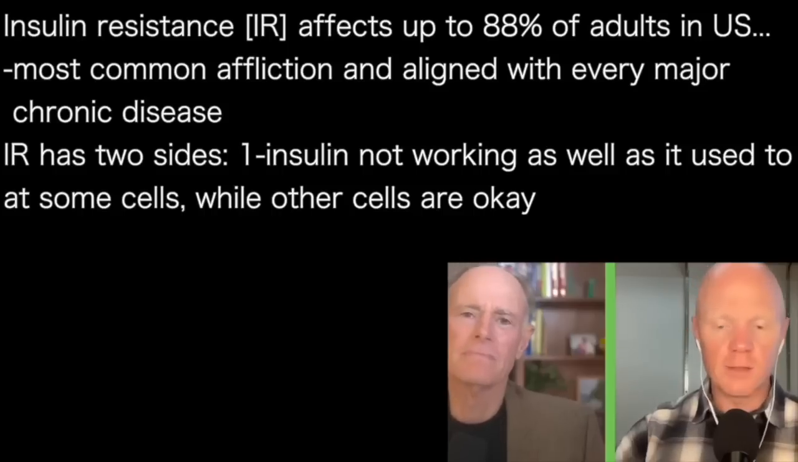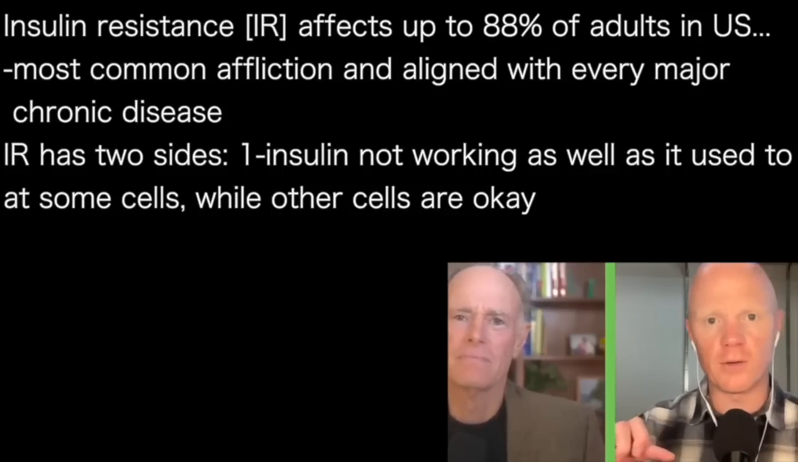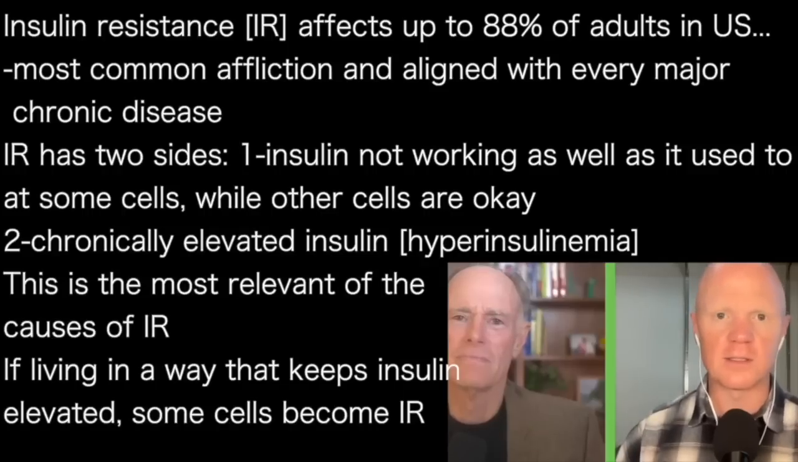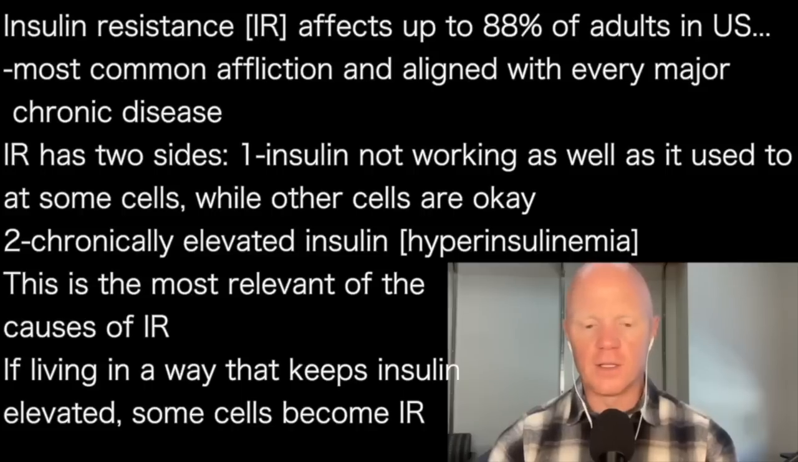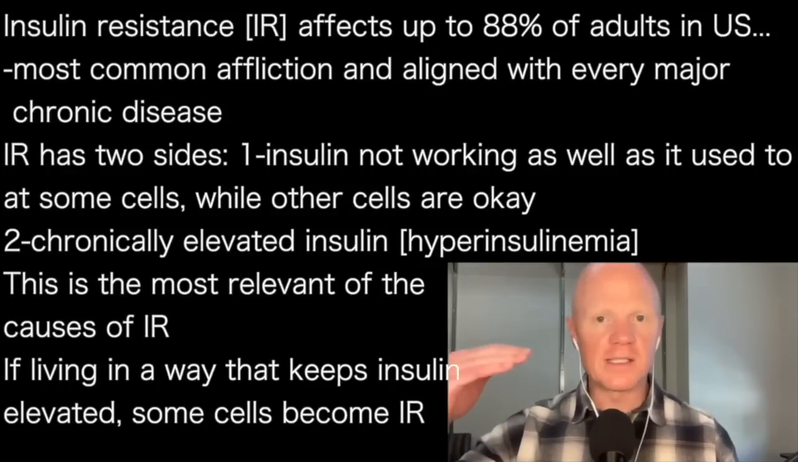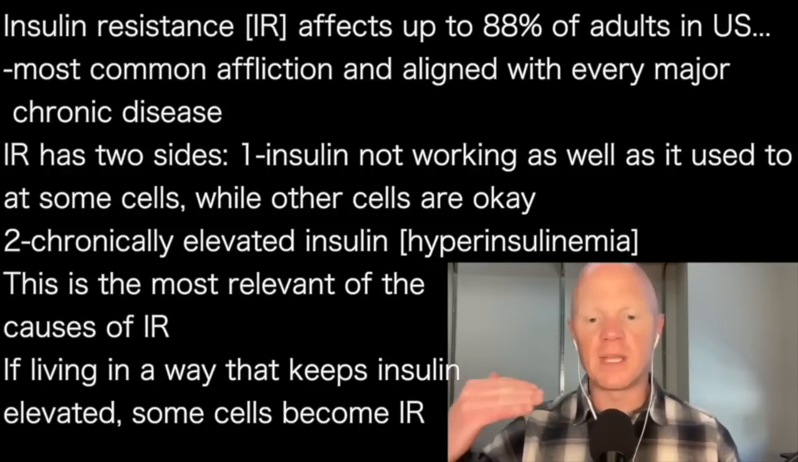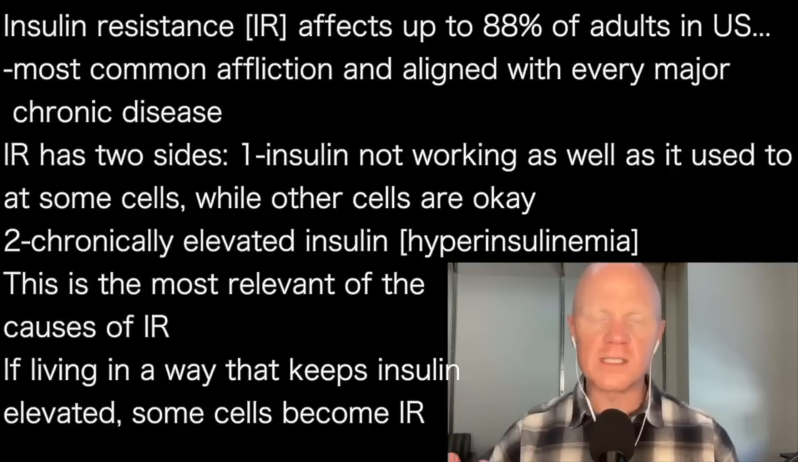Now, however, some cells are responding well to insulin, and that becomes a problem when we flip the coin over, because the other side of the coin that we call insulin resistance is an obligatory hyperinsulinemia, or chronically elevated insulin. And that's a good place to start because of the handful of causes of insulin resistance, I firmly believe that chronically elevated insulin is the most relevant of the causes. In other words, if a person is living a lifestyle which is chronically keeping their insulin at an elevated state, they become progressively more and more resistant to that insulin.